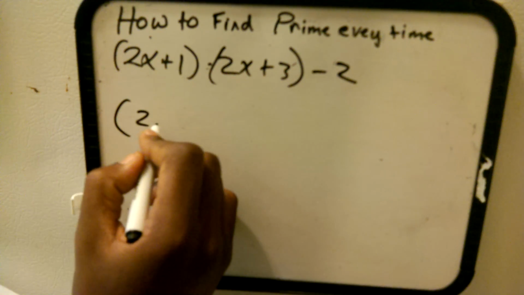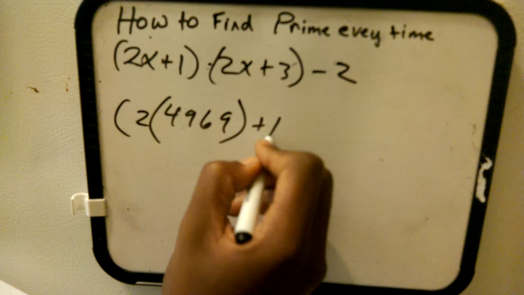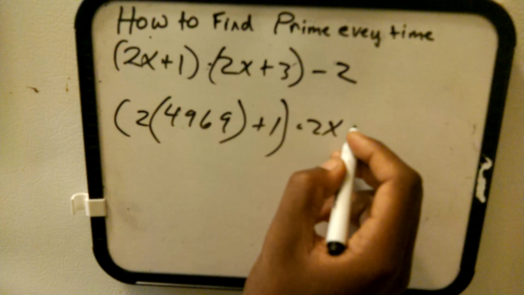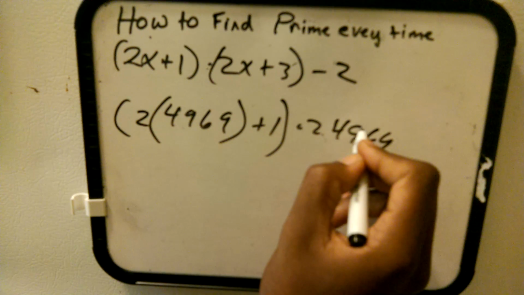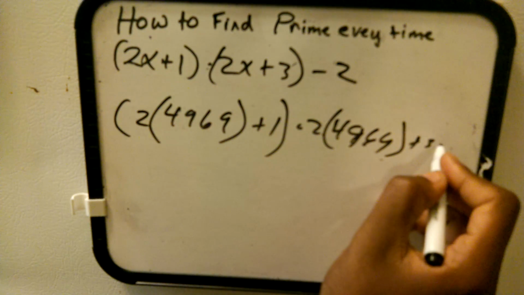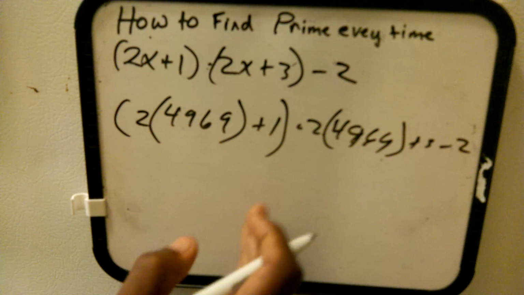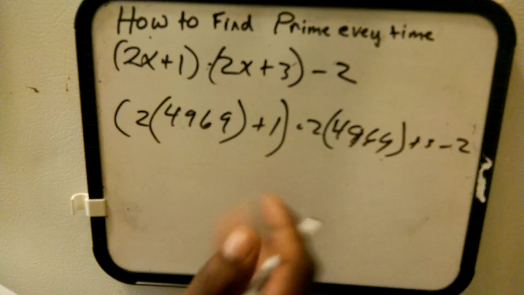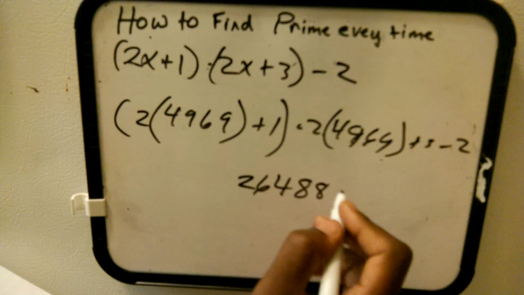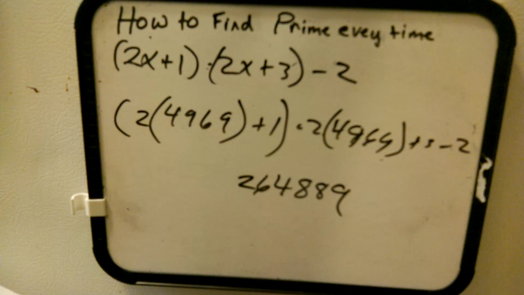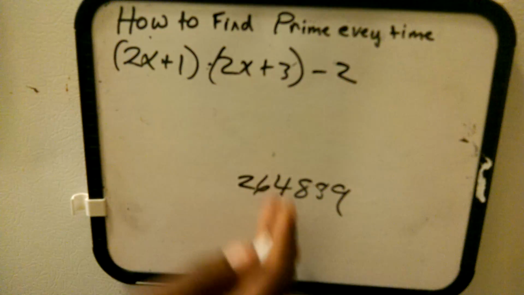So 2 times 4969, plus 1 times 2 times 4969, plus 3 minus 2. I broke that down. Once I got that all the way to the bottom, I divided each number by a prime number, and I eventually got this. This was the next prime number. So I stuck that in there, put this prime number back in there again.